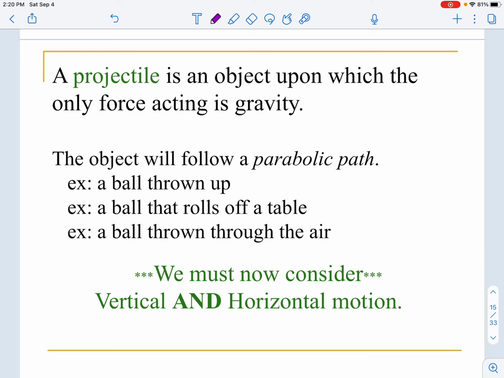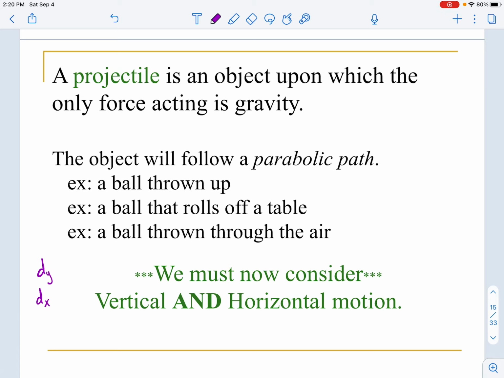And I like to take it a little bit further and say we actually must not only consider vertical and horizontal motion, but we have to clearly identify that our variables are in the vertical direction or along the y-axis, or the variable is in the horizontal direction or along the x-axis. So we now can either put subscripts of x and y. If you'd prefer, you can put h and v for vertical and horizontal, but we need to clearly identify it.